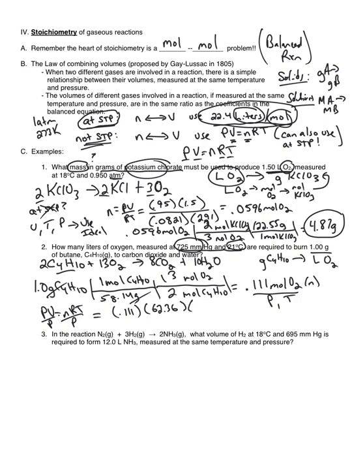The temperature must be in Kelvin, so we're going to add 273 to that, and we get 294 Kelvin, divided by the pressure of 725 millimeters of mercury. Moles times R and temperature divided by pressure gives me the volume in liters. Doing the math in the calculator, we get 2.83 liters of oxygen.